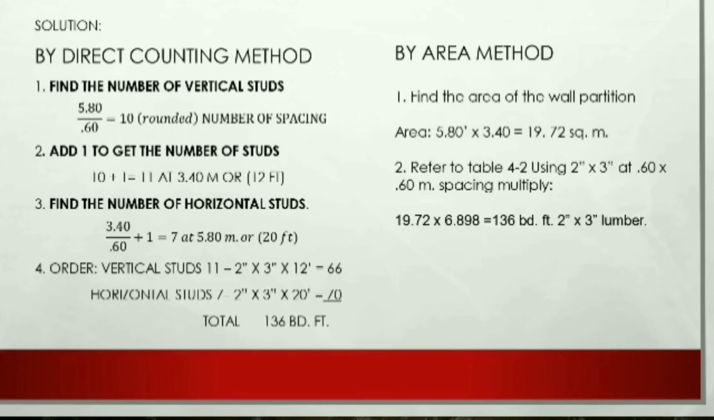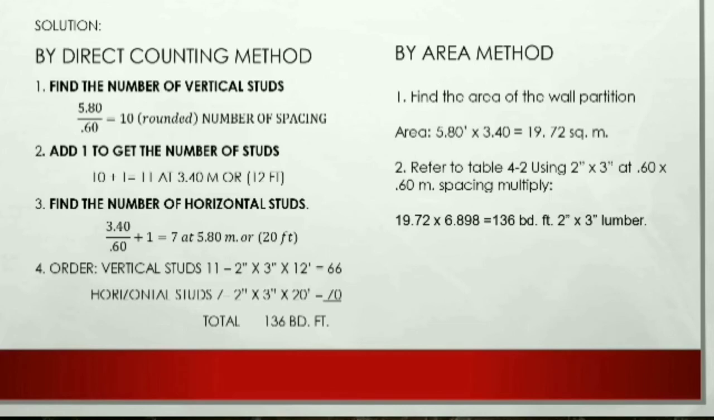So to this problem, I must order for vertical studs 11 pieces of 2 inches by 3 inches times 12 feet. To get the board feet, just multiply 2 times 3 times 12, which are the measurements of the wood, over 12 to get the board feet. So 2 times 3 times 12 over 12 is equal to 6 times 11. So it is equal to 66.